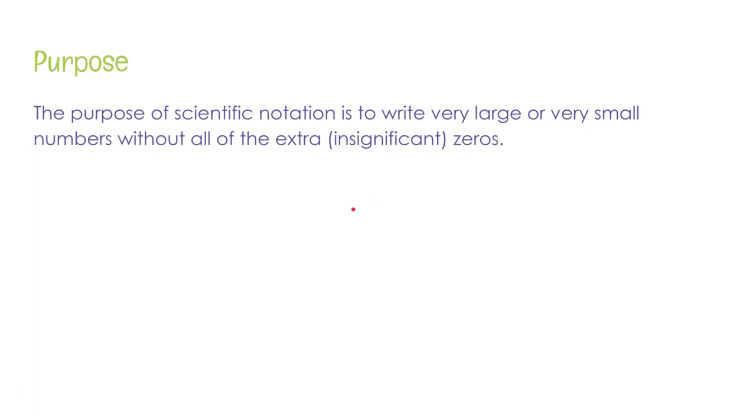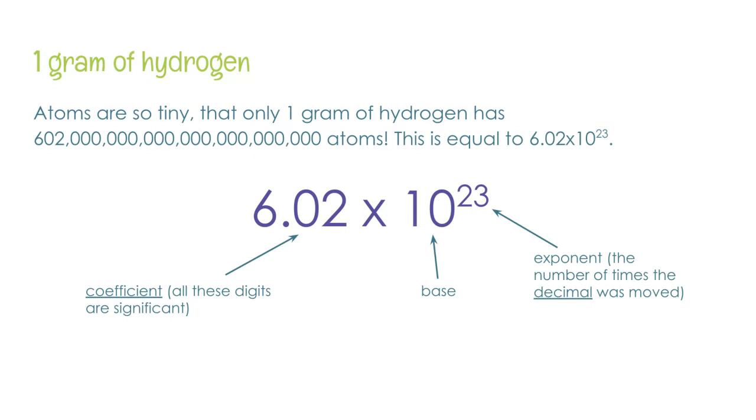Think of a million, for instance. A million has 6 zeros behind it. We can get rid of all of those zeros quite easily using scientific notation.